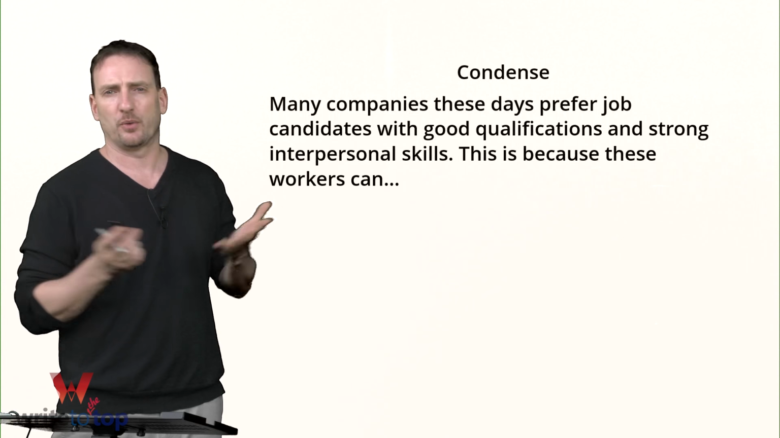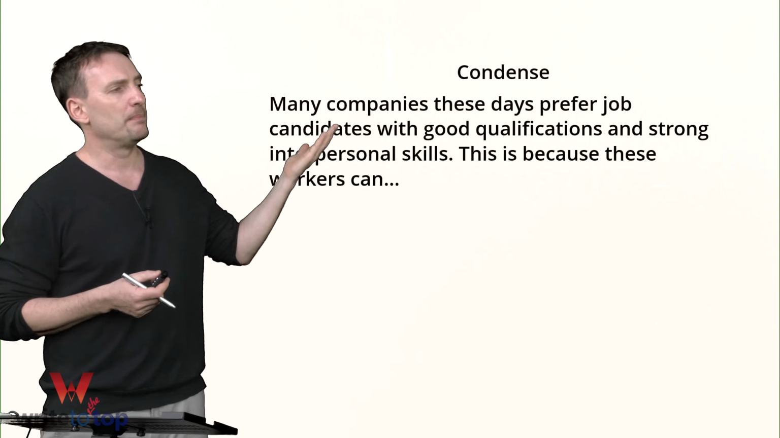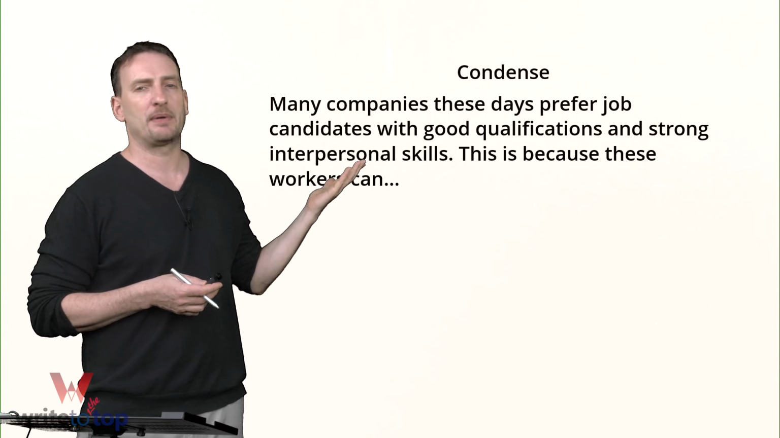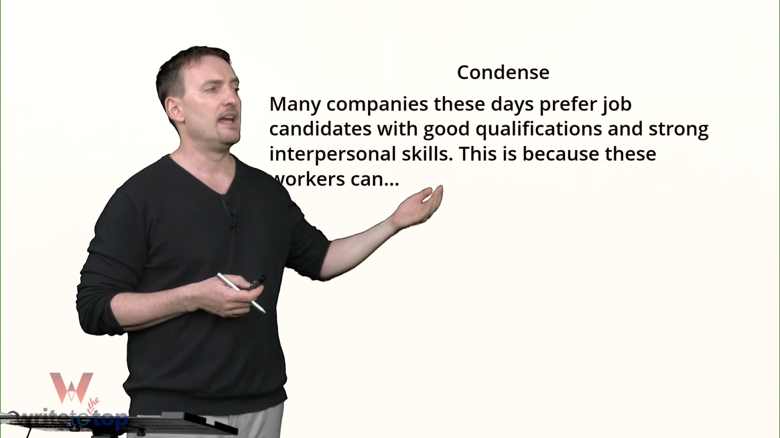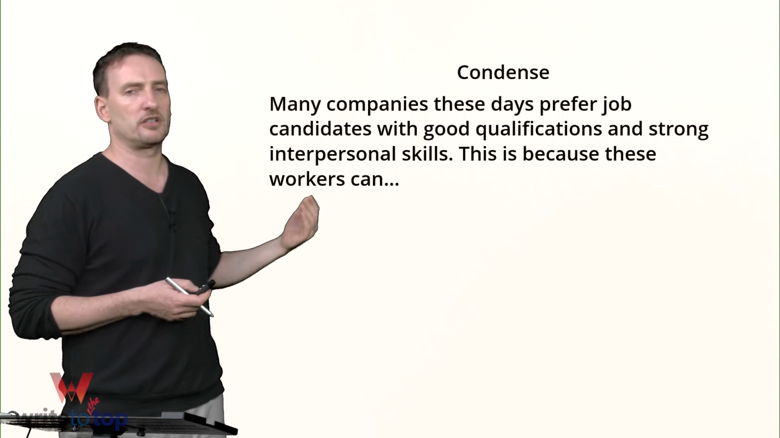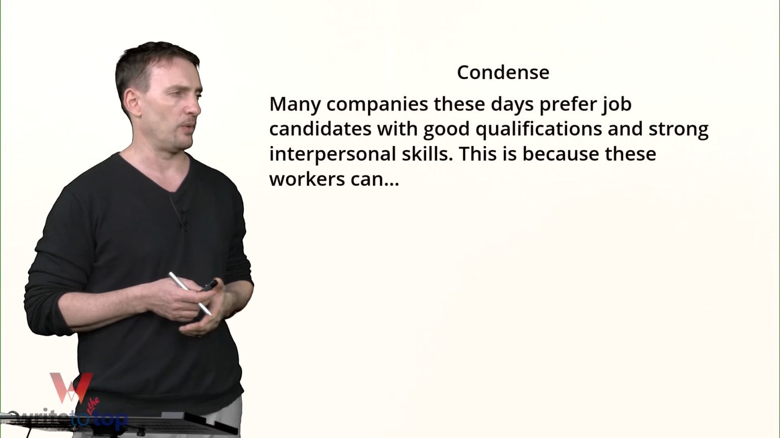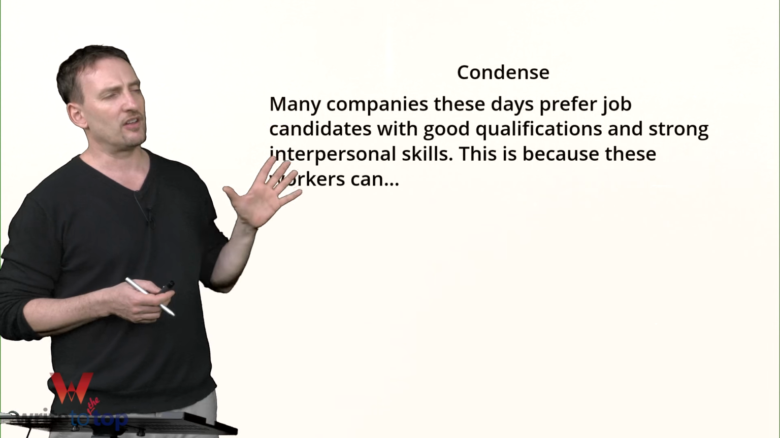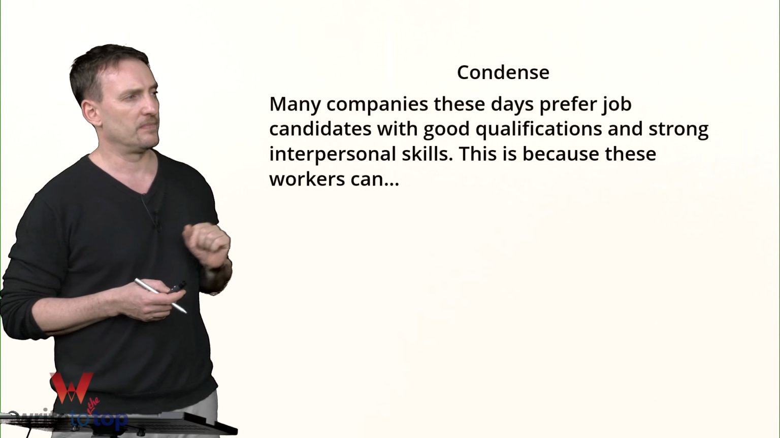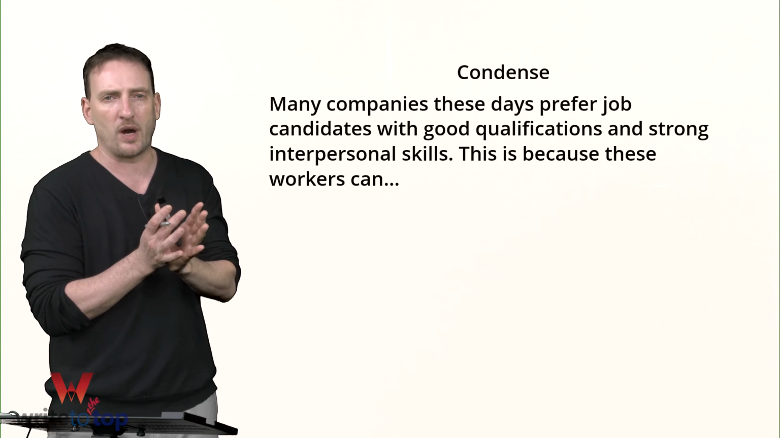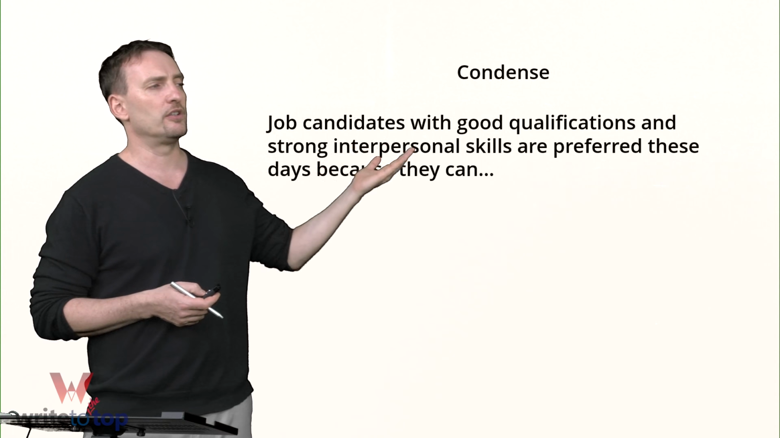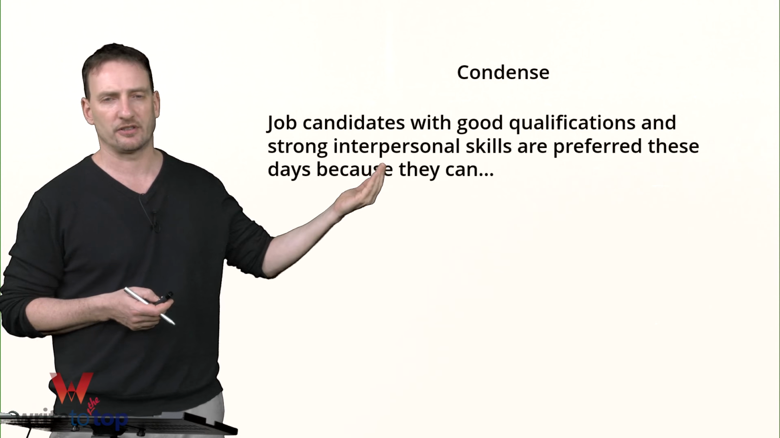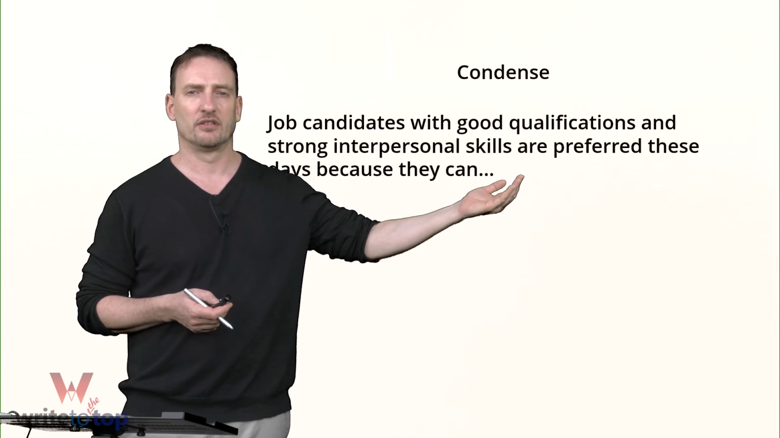And sometimes you want to just shrink sentences, okay? Many companies these days prefer job candidates with good qualifications and strong interpersonal skills. This is because these workers can, whatever they can do, right? So I have a lot of useless information here. Squeeze it all into one passive sentence. Job candidates with good qualifications and strong interpersonal skills are preferred.